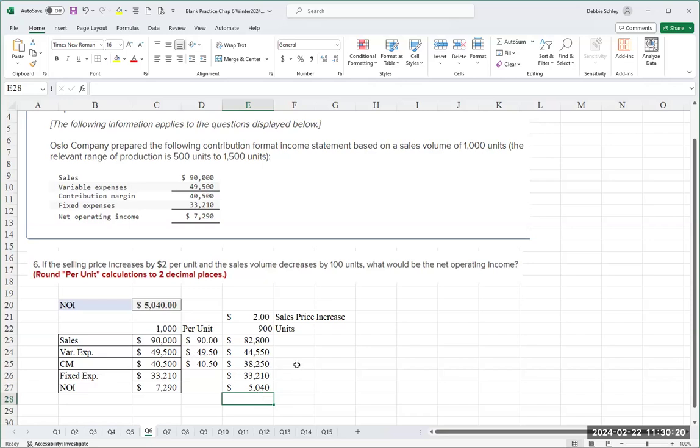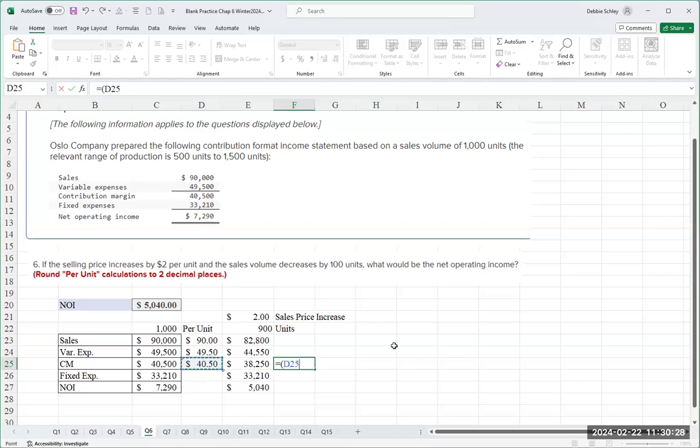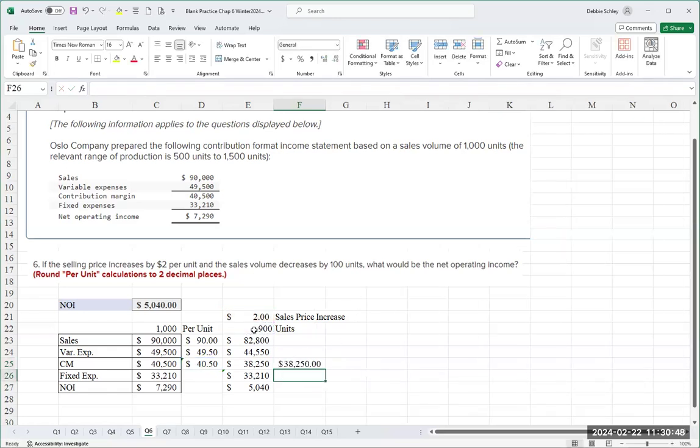So that quicker way would have been to do, let's see, open parentheses, my contribution margin per unit plus $2, right? Because my sales price already had covered my variable expenses. So I know that that $2 is going to go directly to my contribution margin total per unit, sorry. Close parentheses, and then multiply that number by the 900 units. And then my fixed expenses.